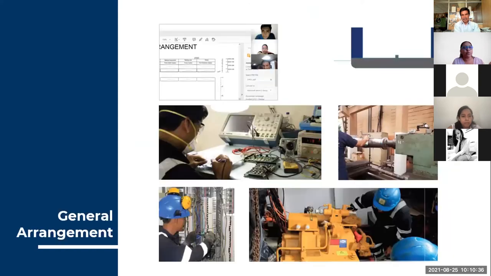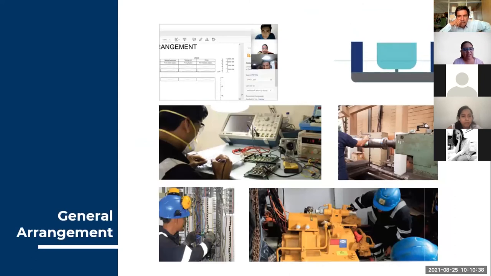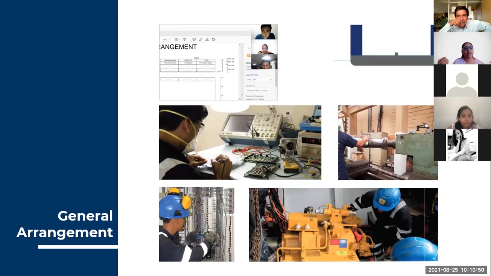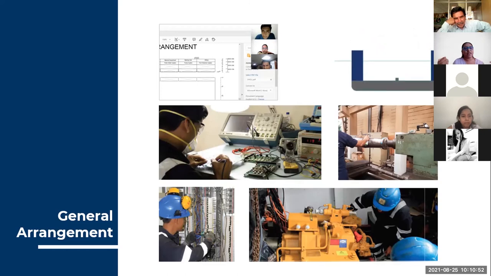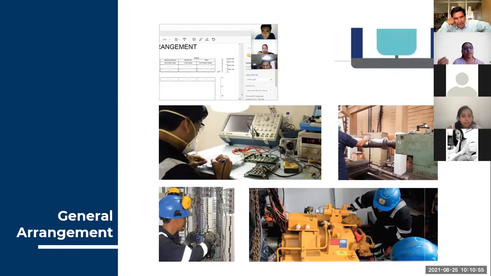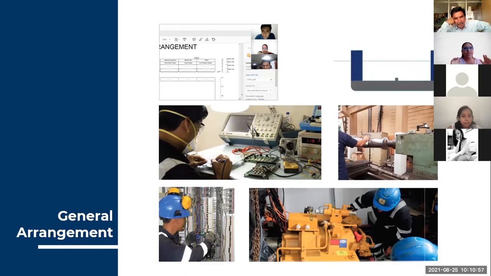Well, then is the general arrangement. To organize the general arrangement, we needed to know the volume necessary to get the draft level of our design that was required. To this end, we calculate the volume, and with this volume, we obtain how many tons and what level of water we need inside our dry dock.